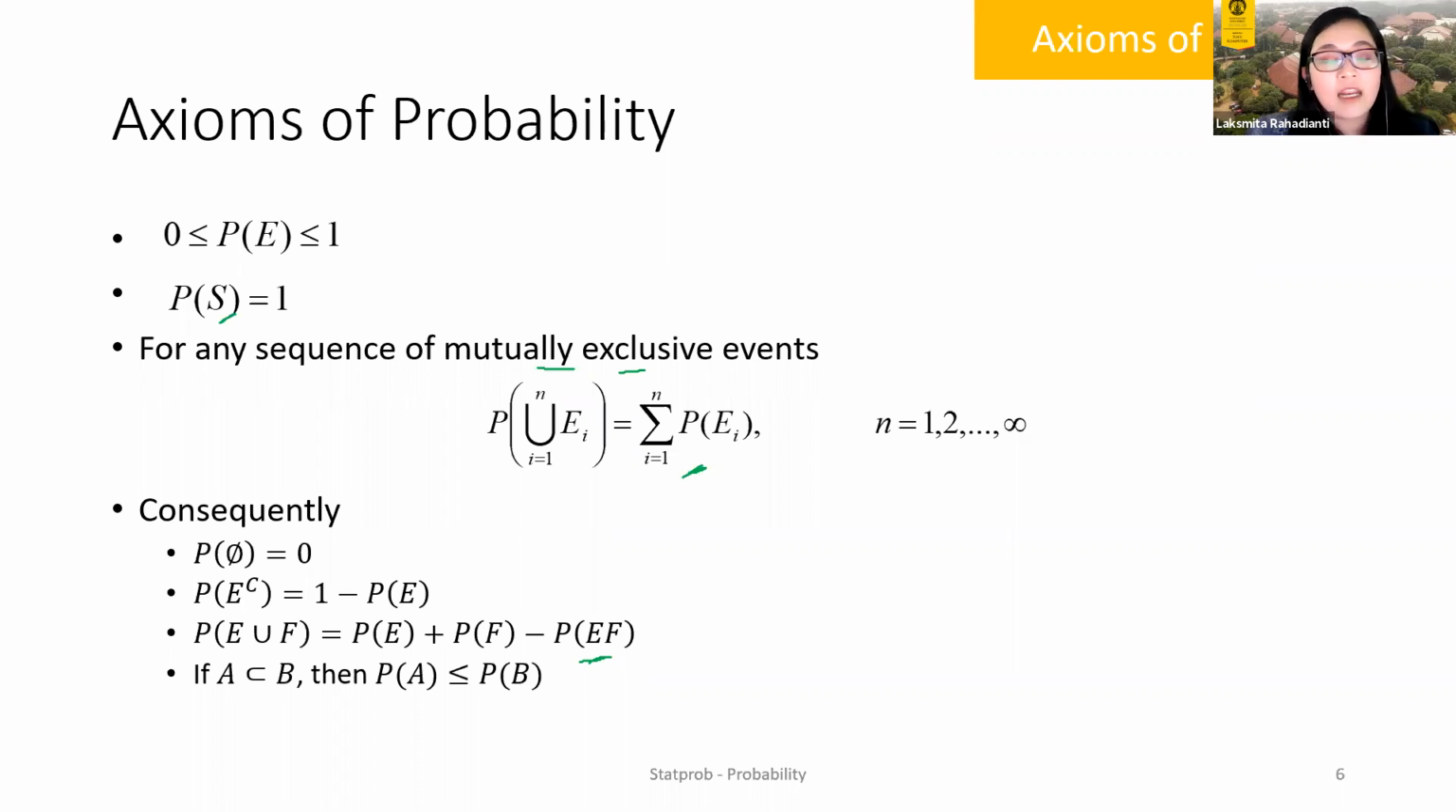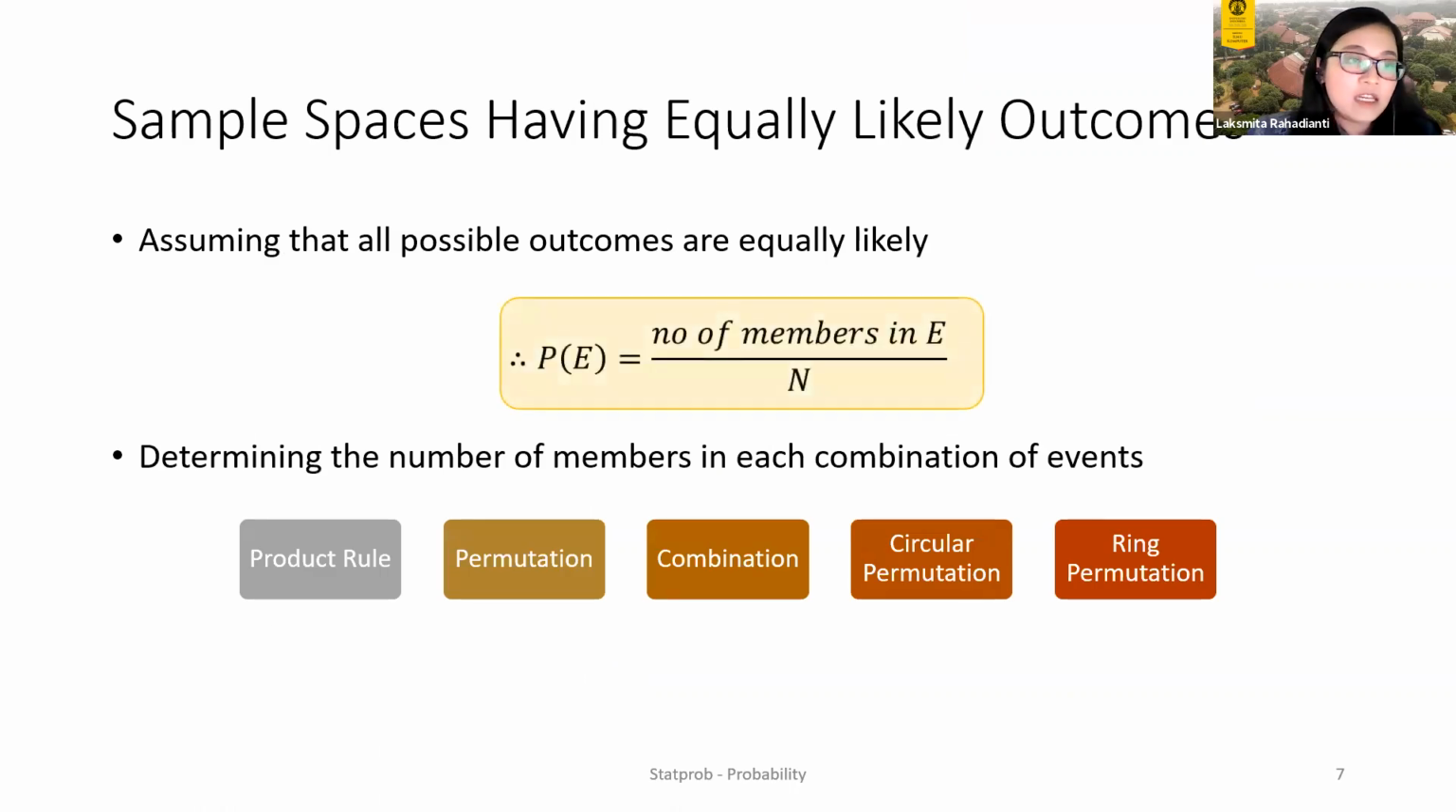And next, we talked about the idea of sample spaces having equally likely outcomes. So in this course, we are going to assume that this is the case, that all possible outcomes are equally likely, although in some scenarios in the real world, this is not always the case. Sometimes there are outcomes that are more likely than the others. But for the sake of this probability class, we assume that all possible outcomes are equally likely, and thus we can compute the probability of any event as follows: the number of outcomes in the event over the number of total outcomes in the sample space.